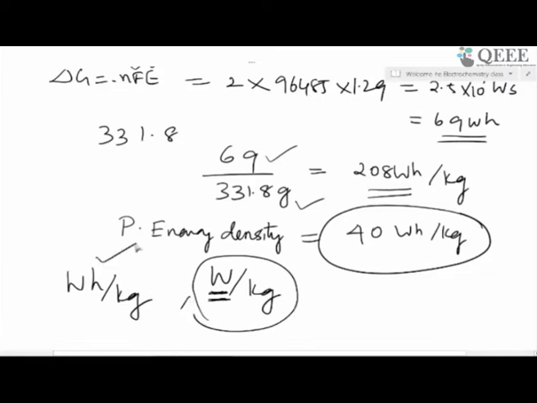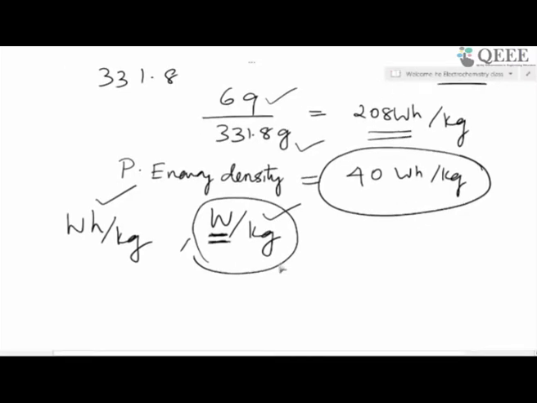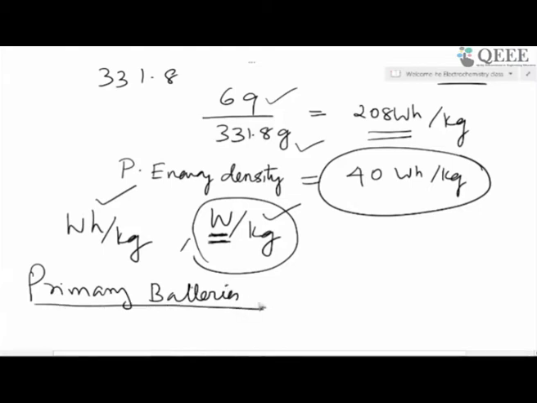So if you know the watt hour per kg of a battery and the watts per kg of the battery, then you can compare different batteries and make an informed judgment on which battery to select for the given application. Okay. But in case of primary batteries, what are we worried about? We are worried about their shelf life. What is shelf life?